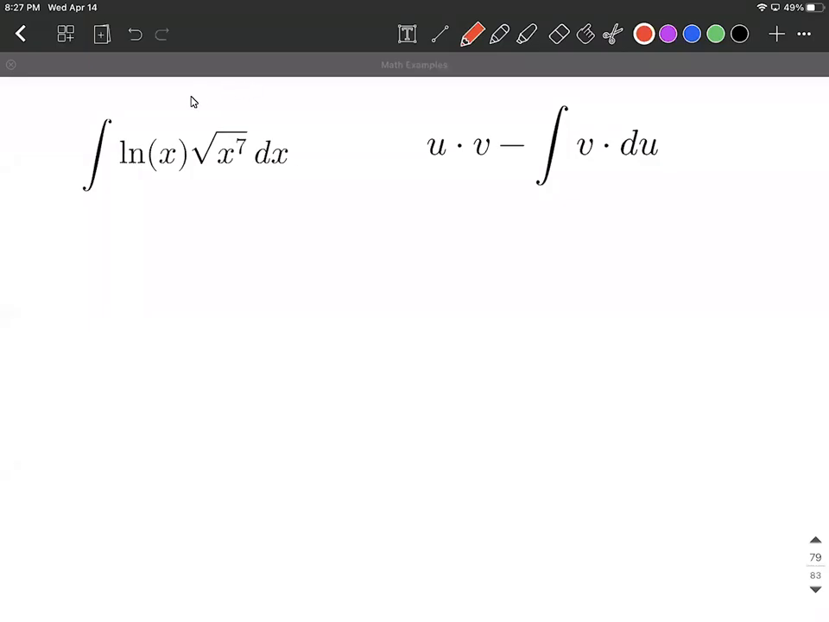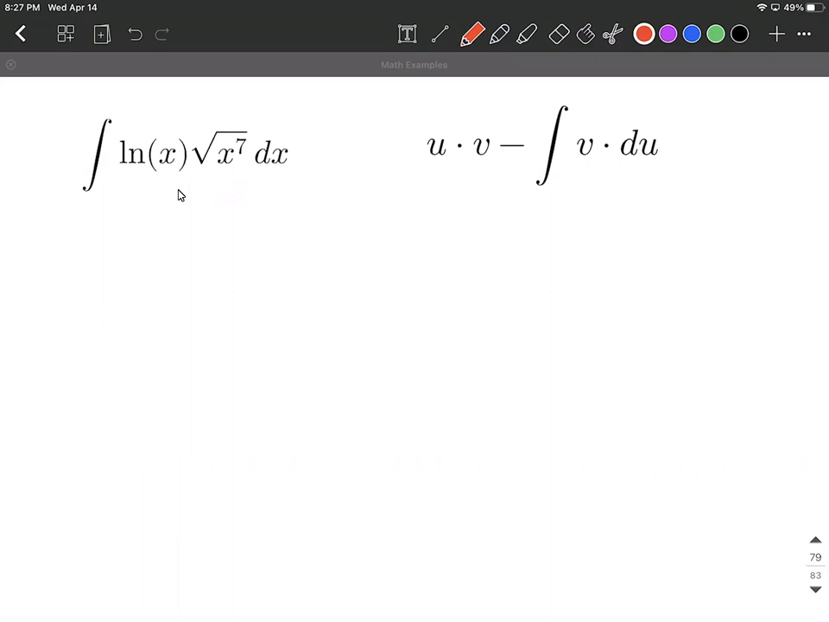All right, let's try to integrate this nice indefinite integral here, where we have natural log of x multiplied by the square root of x to the seventh power. Lot going on here. So what we're going to need to do is use integration by parts. So our formula is sitting over here with u's and v's and the integral of v du.